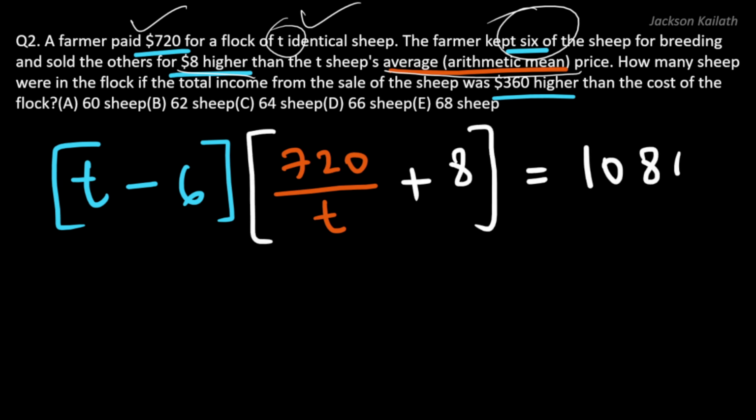So when you multiply this, you should be getting 1080, right? Because he's getting $360 higher than the cost of the flock. Remember, don't put directly 360 over here. That's a common careless mistake. It mentions over here $360 higher than the cost. So that's 360 plus 720, which will give you 1080.